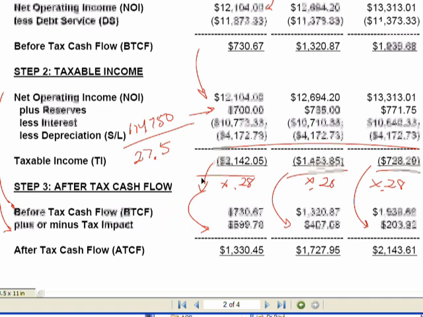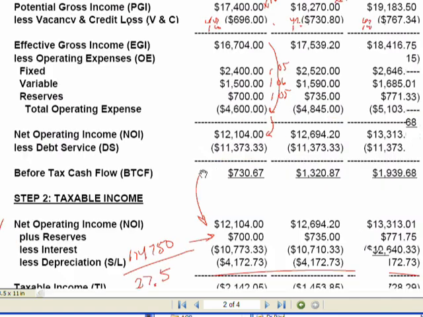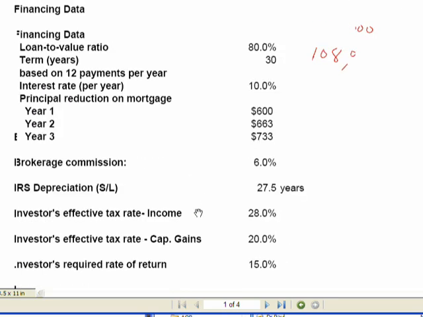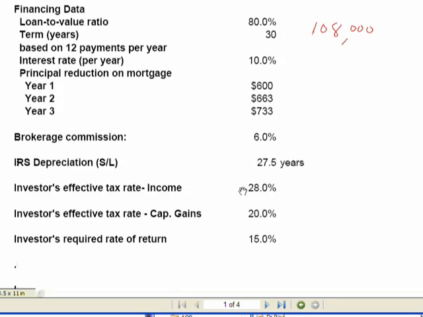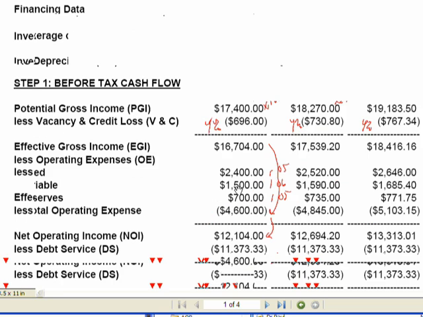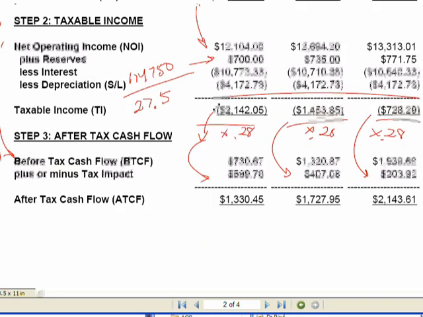Your tax impact is calculated by taking your income tax rate. And remember, from our assumptions, our income tax rate was 28%. So take 28% times your taxable income and then change the sign, and that's your tax impact. So 28% of $2,142.05 is actually negative $599, but change the sign to positive, and that's your tax impact.